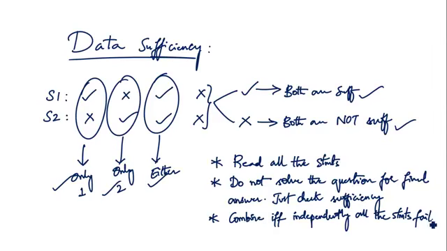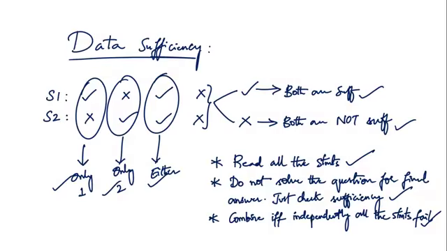Yeah, there could be more than 2 statements also. That is the reason I'm saying all the statements fail. So 3 important rules to remember, right? Do not solve the question for the final answer. Just check for sufficiency. That's very important. You have to read all the statements before you mark your answer, and go for combination if and only if all the statements individually, independently fail to give you the answer.